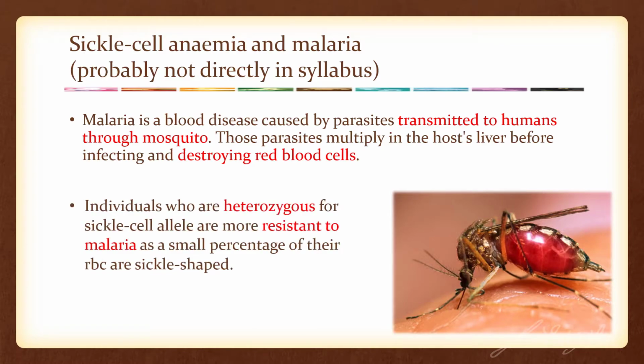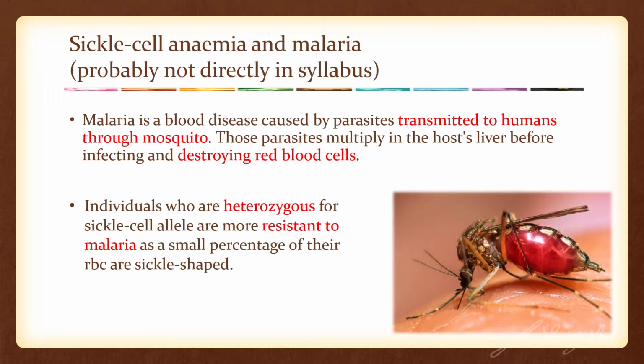However, individuals who are heterozygous for the sickle cell allele are more resistant to malaria. So there are 3 types of individuals. Homozygous dominant, whereby they have normal red blood cells, but those red blood cells are more easily attacked by the parasite. Then you have the heterozygous individuals. Some of their red blood cells will be the normal biconcave shape, while a small percentage of their red blood cells are sickle shaped.